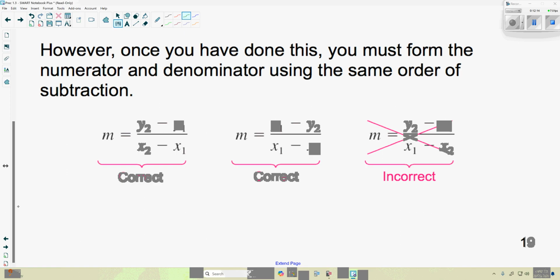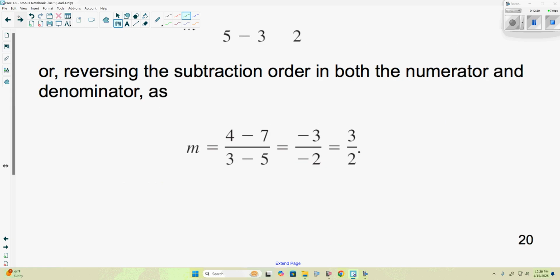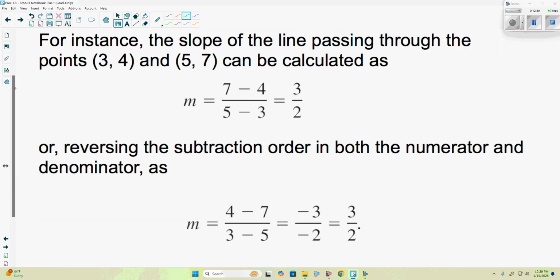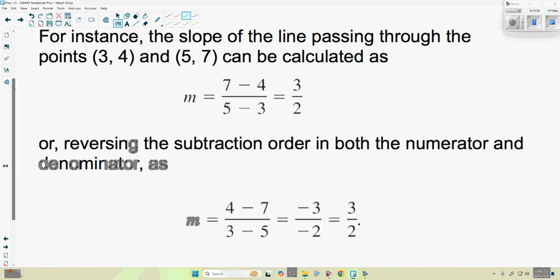And just as a side note, we can do y2 minus y1 over x2 minus x1. We can also do y1 minus y2 over x1 minus x2. You can't flip. Whichever y goes first, its corresponding x has to go first. That's all this is saying. So if we were given the points 3, 4, and 5, 7, we can plug them in. So we can do the 7 and 5 first, 3 and 4 second. So 7 minus 4 is 3, 5 minus 3 is 2. And we get 3 halves.